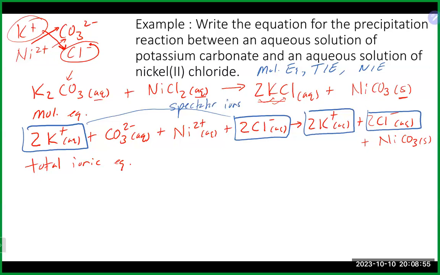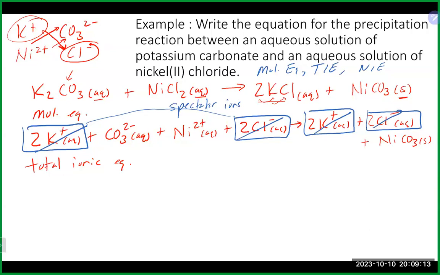Once again, if you get to this part and you do not have the same numbers of spectator ions on each side, something went wrong with your balancing. Something is not balanced correctly. They should completely cancel out because they are spectator ions, so they should be exactly the same on both sides.